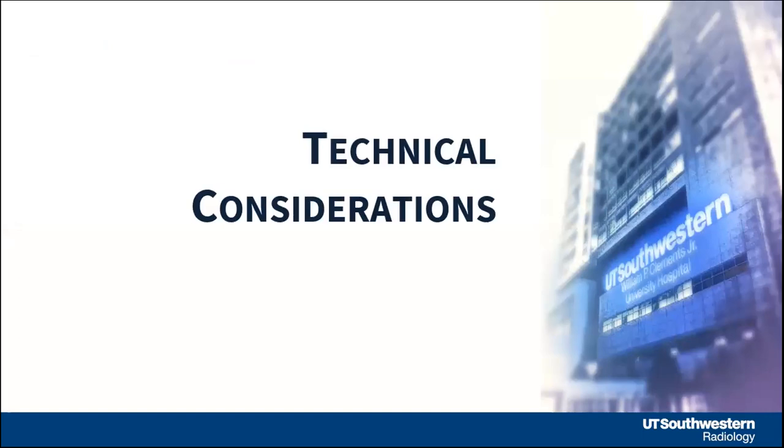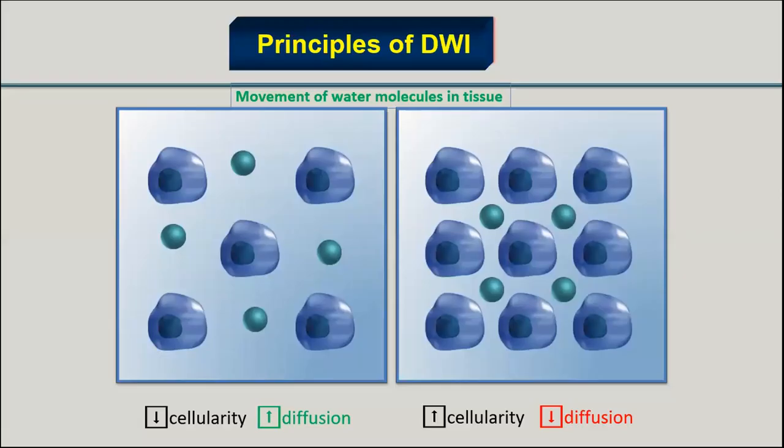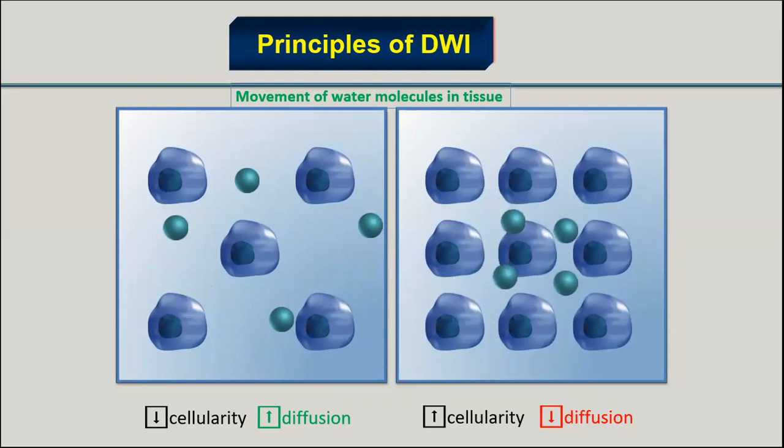So let's go through some technical considerations. This is where we have free diffusion, or relatively free diffusion, or less cellularity, or simple fluid, like fluid in a pond of water. You'll have increased diffusion. While here we have restricted diffusion, which could be pus, could be lots of cells, could be architecture of the nerve or cartilage, with a lot of organization where there's less movement. So there'll be less diffusion.